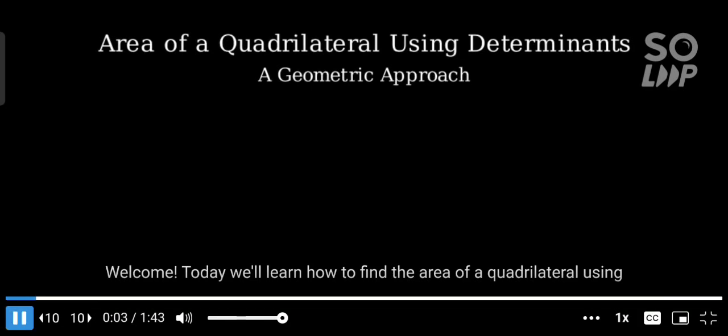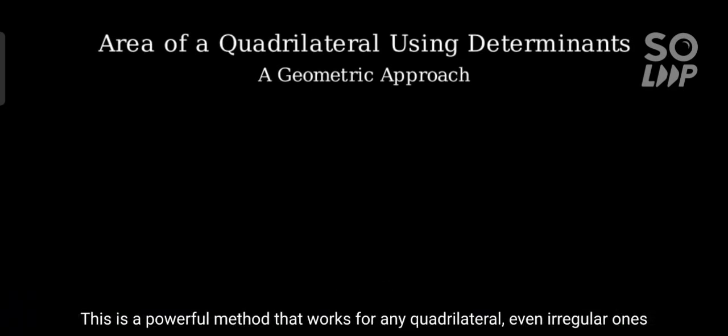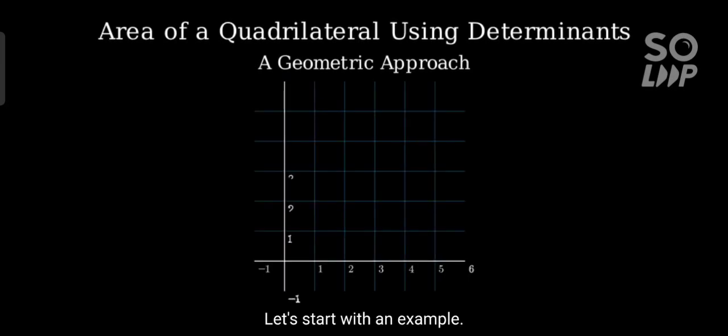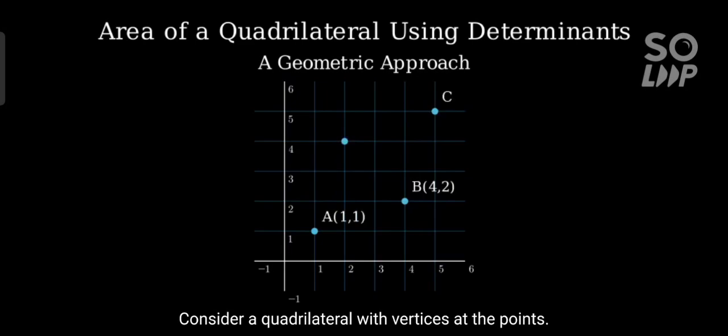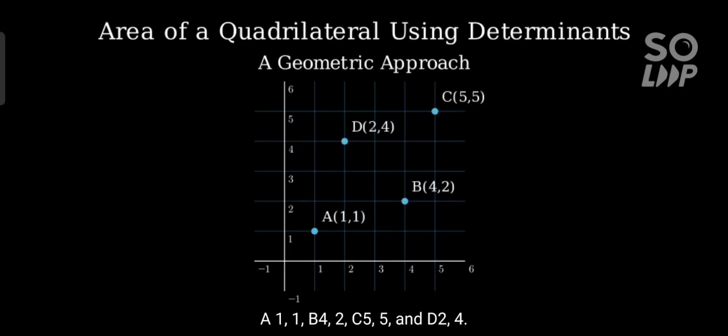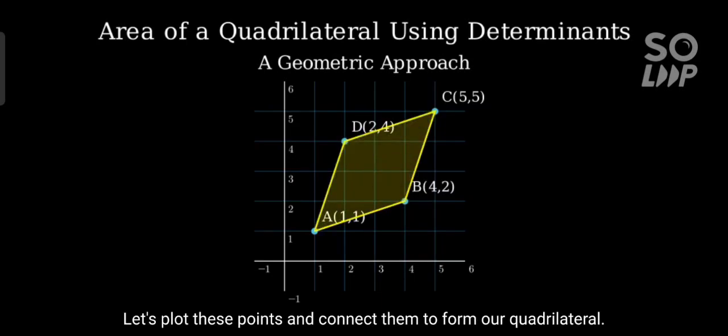A quadrilateral using determinants. This is a powerful method that works for any quadrilateral, even irregular ones. Let's start with an example. Consider a quadrilateral with vertices at the points A(1, 1), B(4, 2), C(5, 5), and D(2, 4). Let's plot these points and connect them to form our quadrilateral.